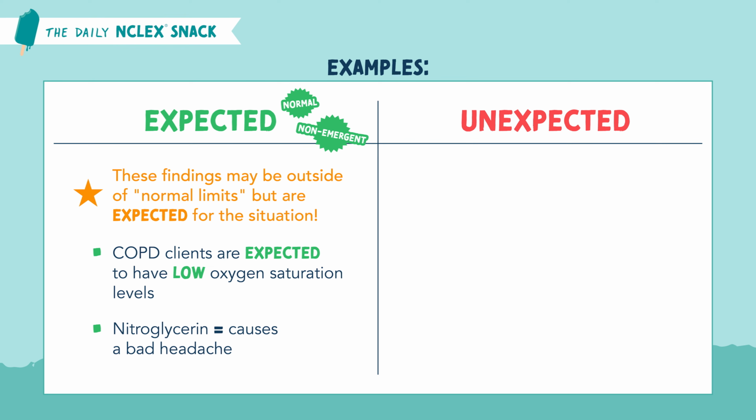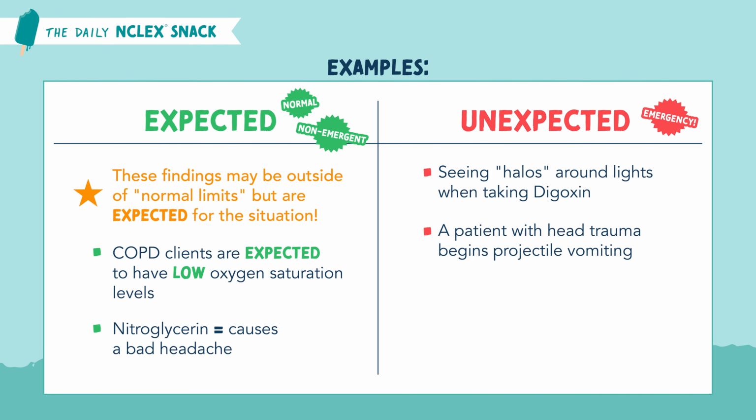If they are unexpected findings, we think emergency. These clients usually need to be assessed first or have an intervention first. Some examples of unexpected findings would be seeing halos around lights when taking digoxin, because this could indicate digoxin toxicity. Or a patient with head trauma begins projectile vomiting because this could indicate an increased ICP, or intracranial pressure. If you see words like sudden, severe, and rapid onset, think unexpected and emergent.